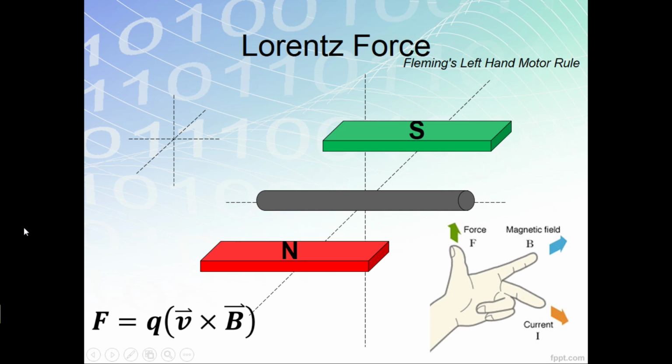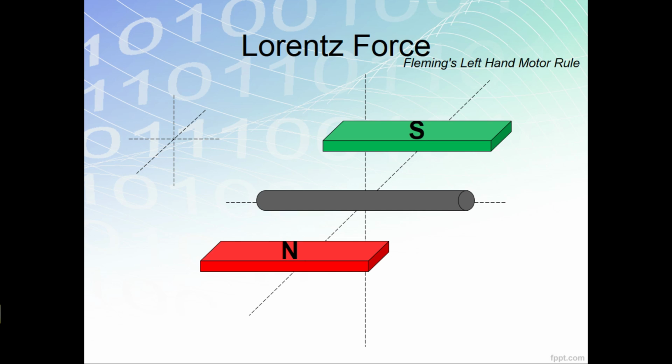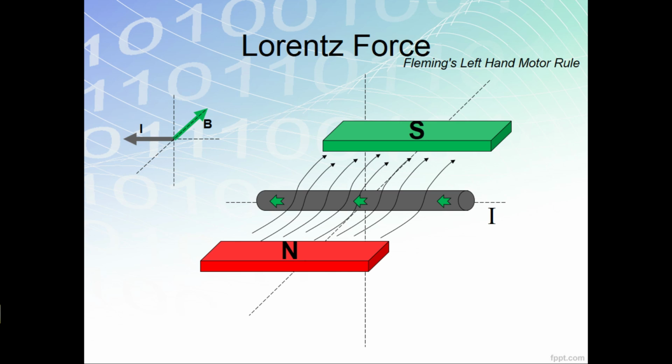Okay, so let's try to animate this and look at this. If I have a current in this conductor that is flowing from right to left, and I have an external magnetic field that is going from north to south, so I have here the magnetic field B and the current I. Using Fleming's left-hand rule, it is expected that the force will be going downwards.